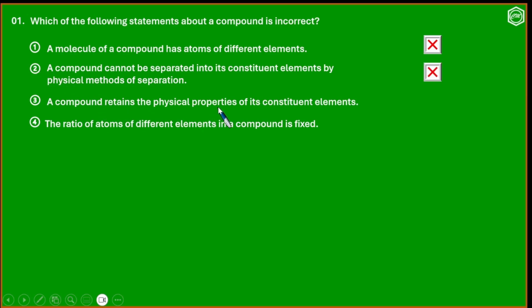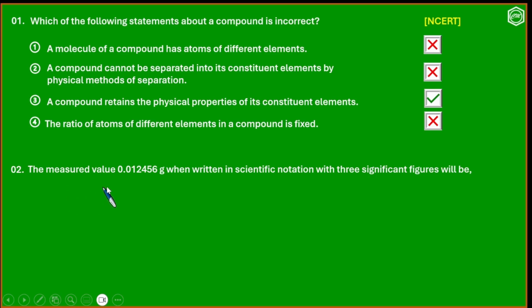A compound retains the physical properties of its constituent elements. A compound has properties different from its constituent elements. So this statement is wrong. So this is our answer. Yes, that is the correct answer. The ratio of atoms of different elements in a compound is fixed. That also is a correct statement, and which is not our answer.